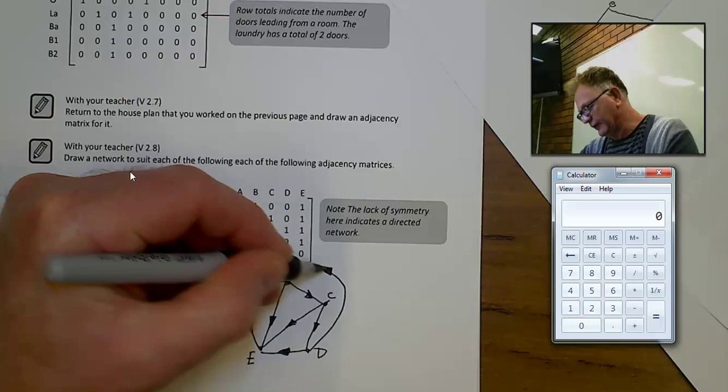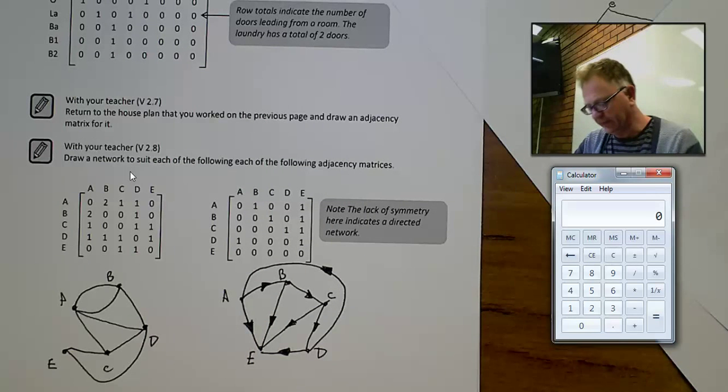Now, a couple of little things about these. You may find that you have drawn a completely different network to your classmate, but it doesn't mean that either you or they are wrong. You can have alternative networks which both mean the same sort of thing. They're what we call topologically equivalent, even though they may look a little different.